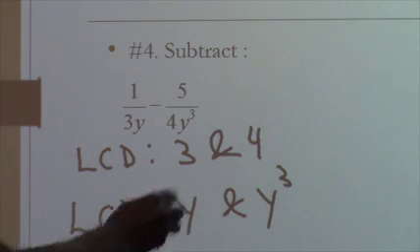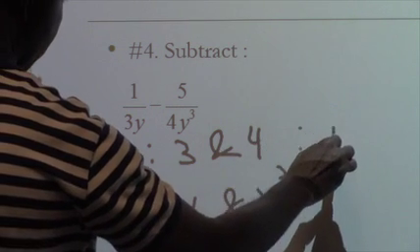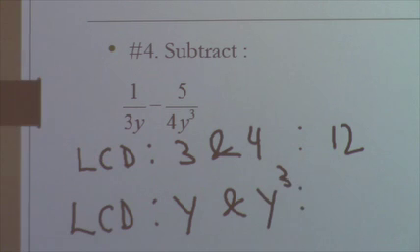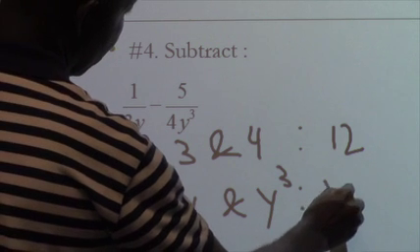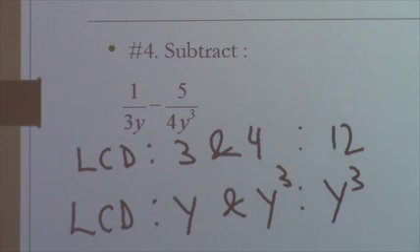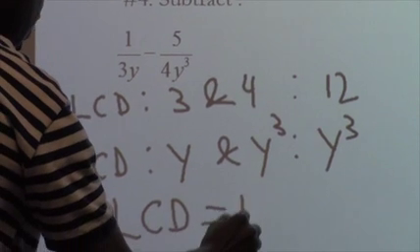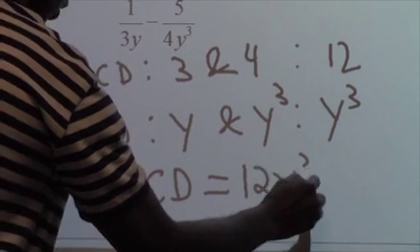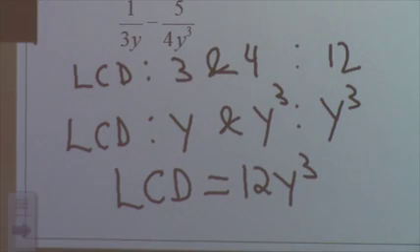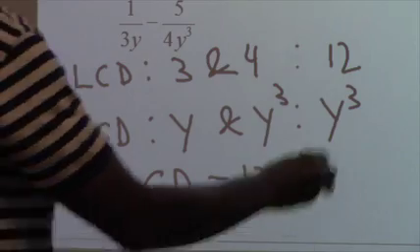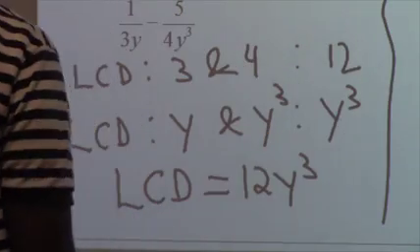So the least common denominator for 3 and 4 would be 12. The least common denominator for variable powers would just be the highest exponential power. So in that case, it would be y to the third. So putting it together, our LCD here would be 12y cubed. So I'm going to rewrite our problem with the same denominator.